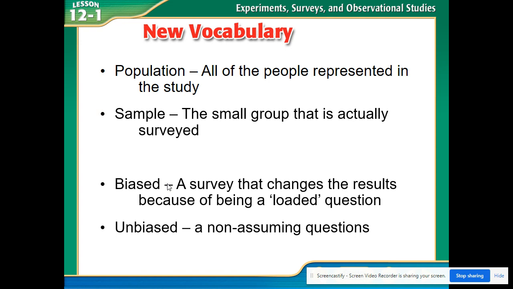So we get some biased questions. We really want our questions to be unbiased. They're non-assuming questions. So, these are things that we have to be aware of when we're doing these kind of experiments, surveys, and observational studies.